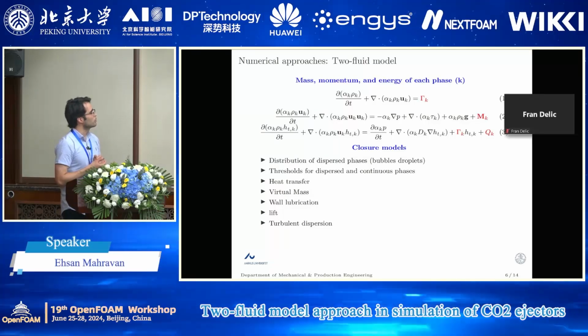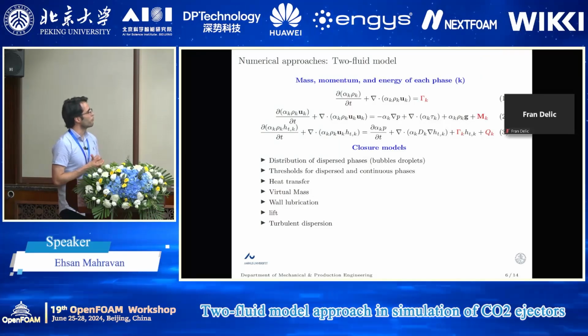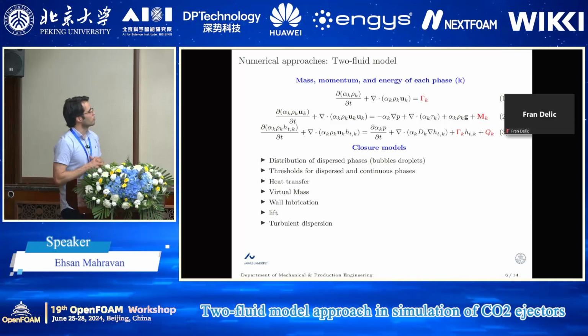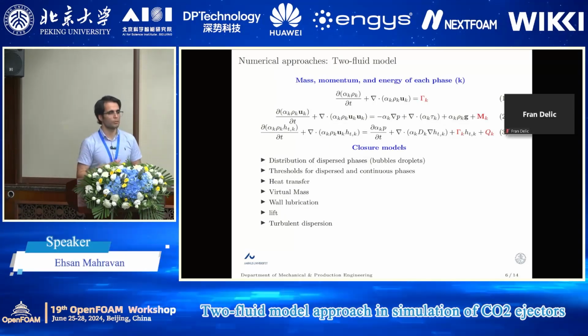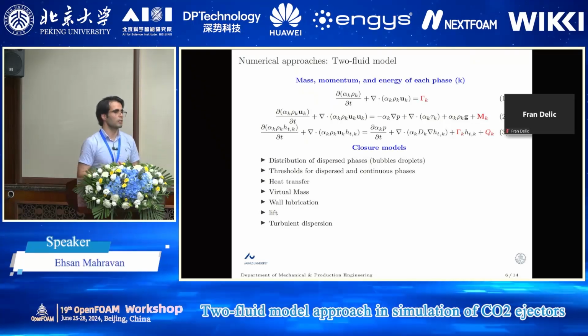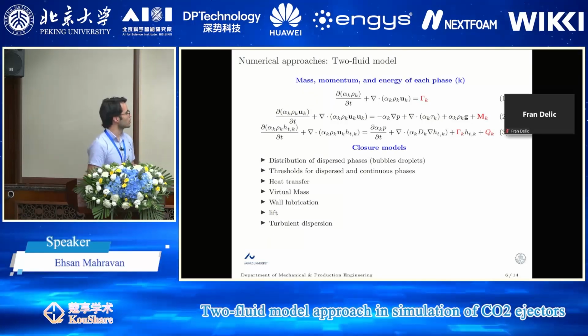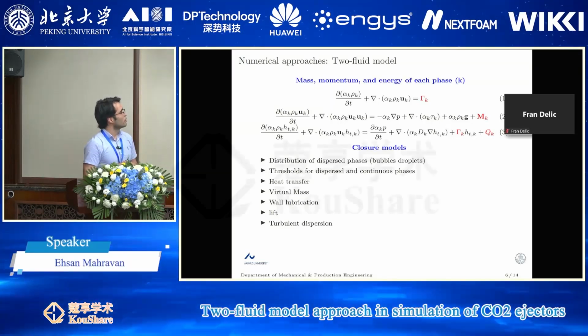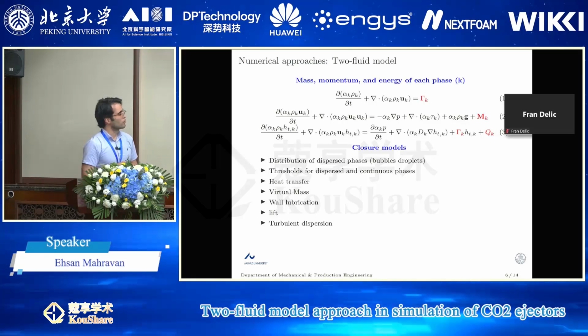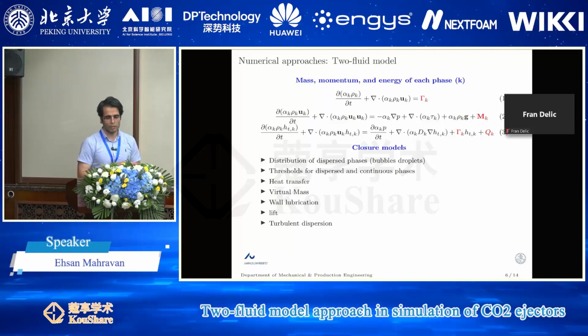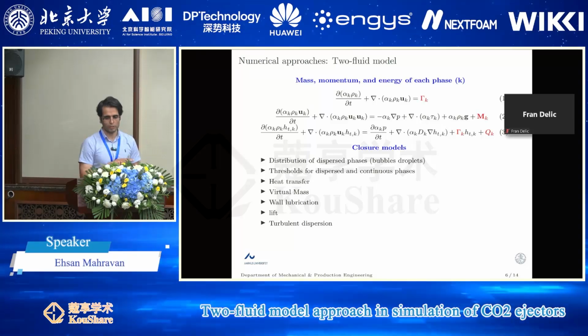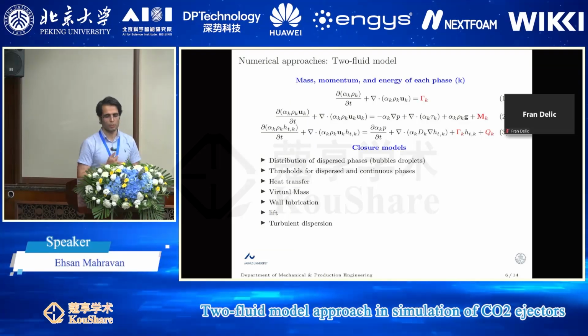There is no comprehensive literature on this method. It solves mass, momentum, and energy equations for each phase separately. That's why we expect it to resolve our problem much better than the two other methods. So for the red expressions that you see here, we need closure models.